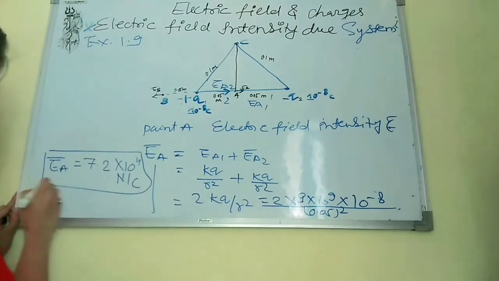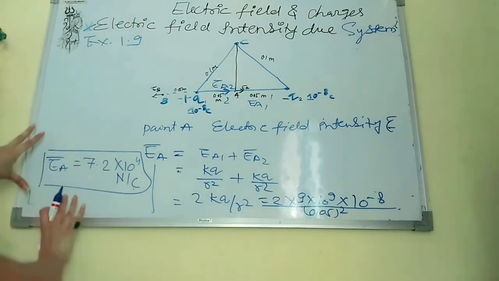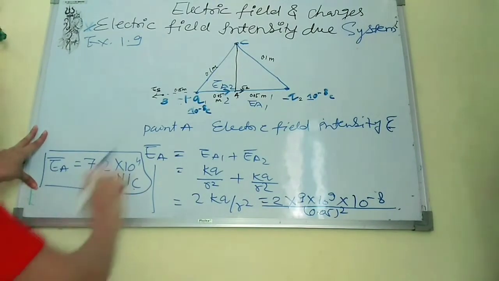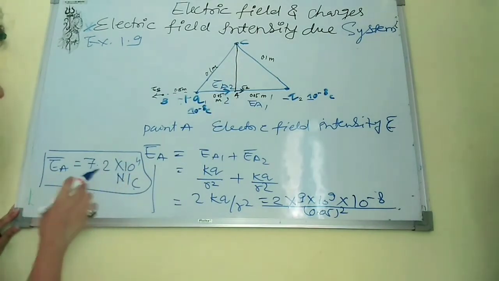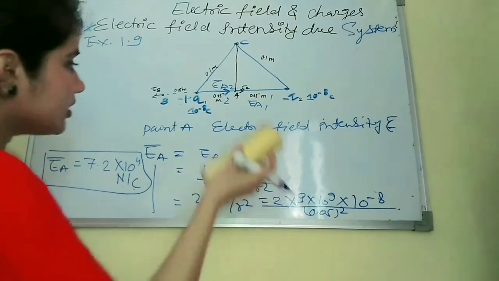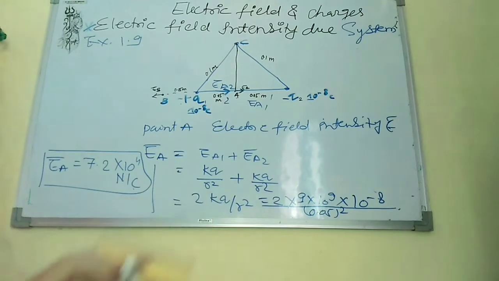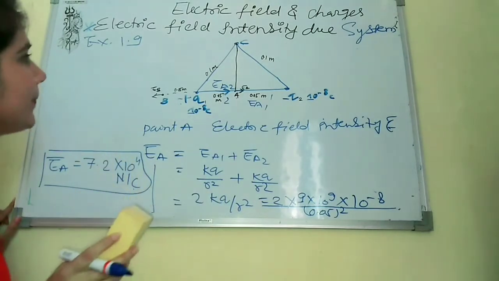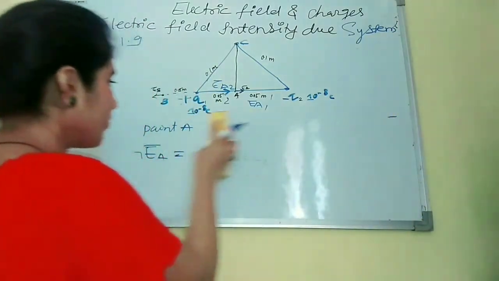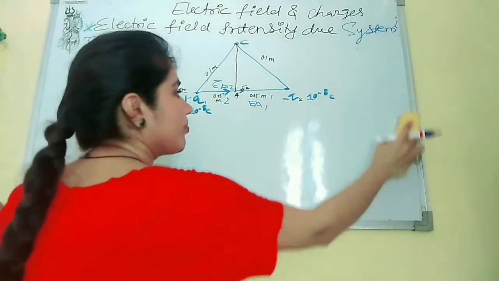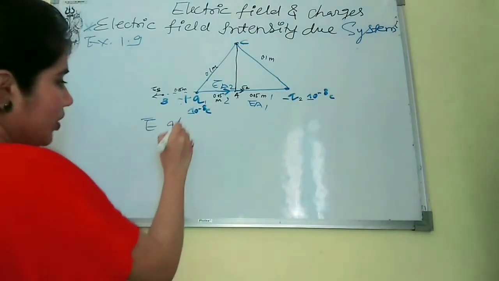We know that it is force upon charge. So this will be the intensity of the electric field at point A, that is 7.2 into 10 to the power 4 Newton per coulomb. Now we will see the electric field intensity at point B. Just take a screenshot, I am going to rub it. Now the electric field intensity at point B.